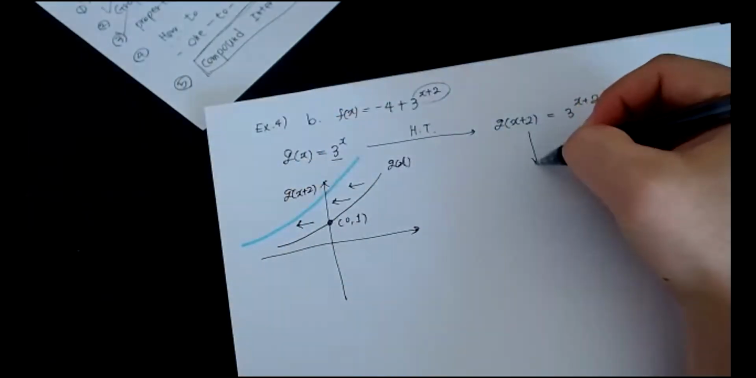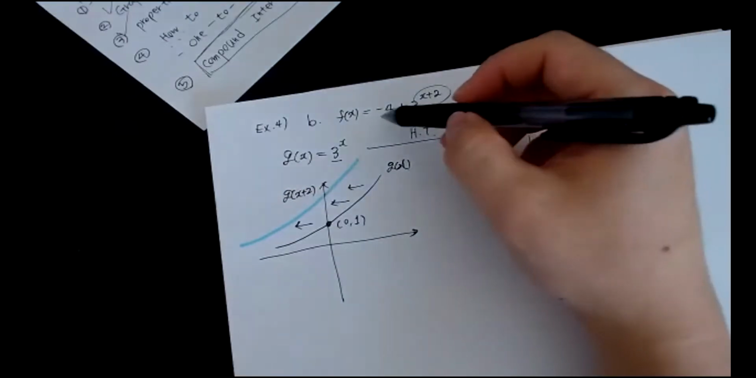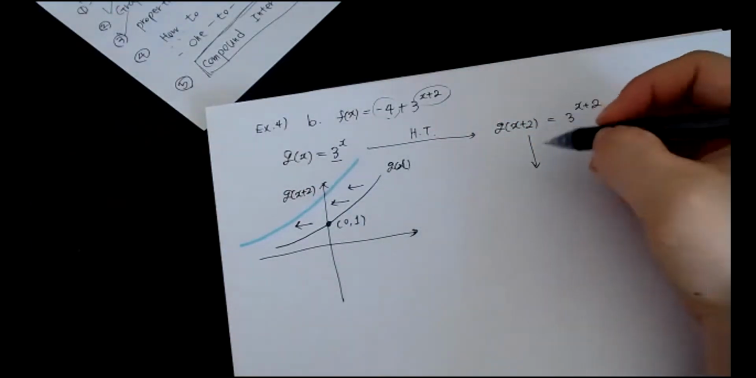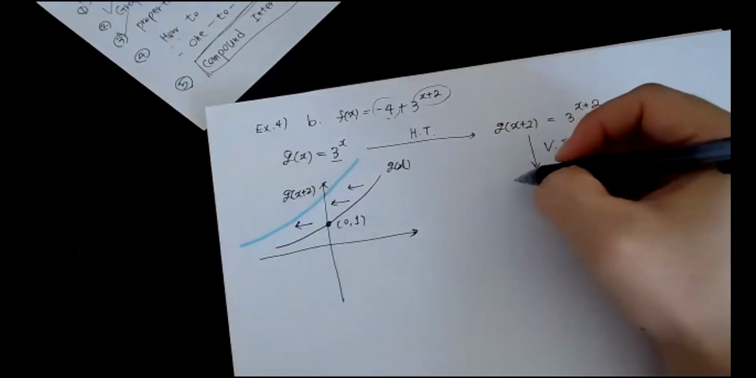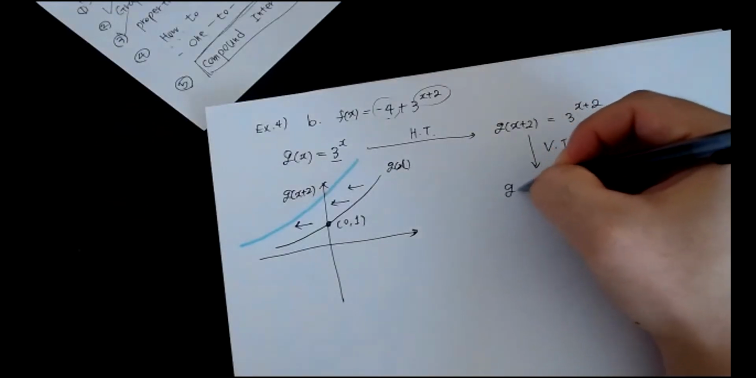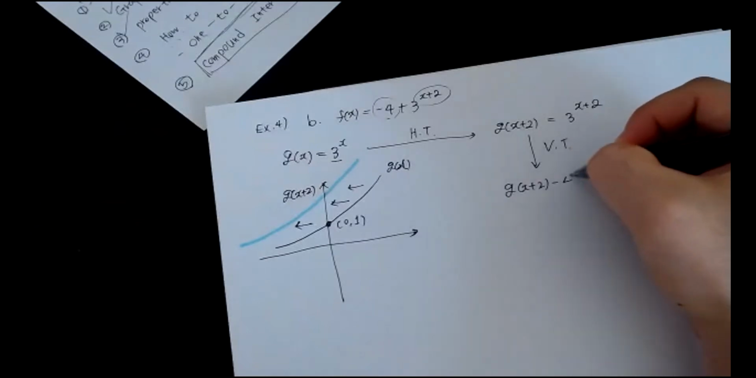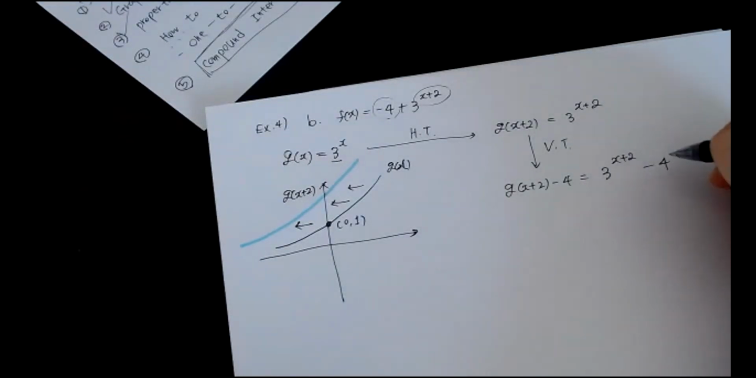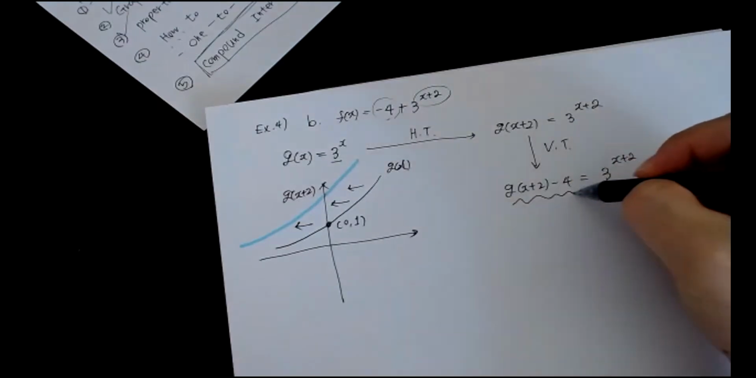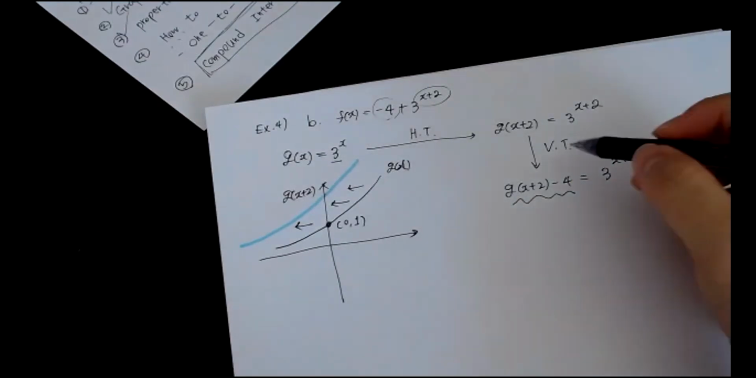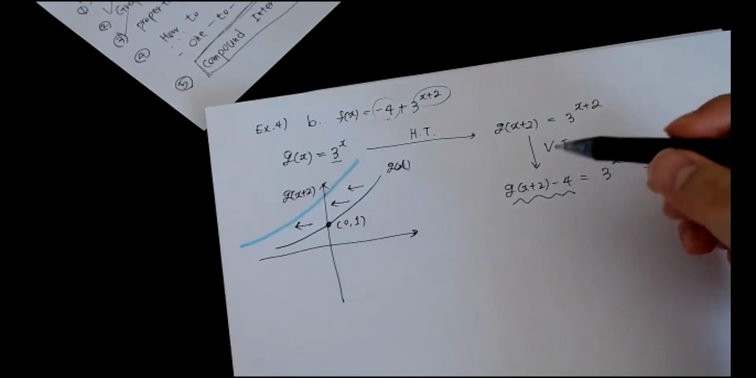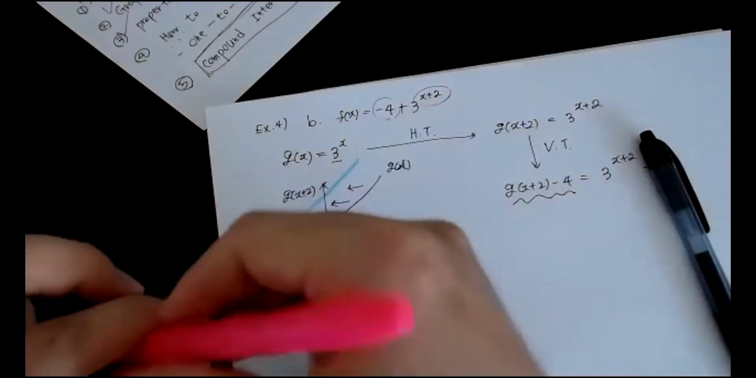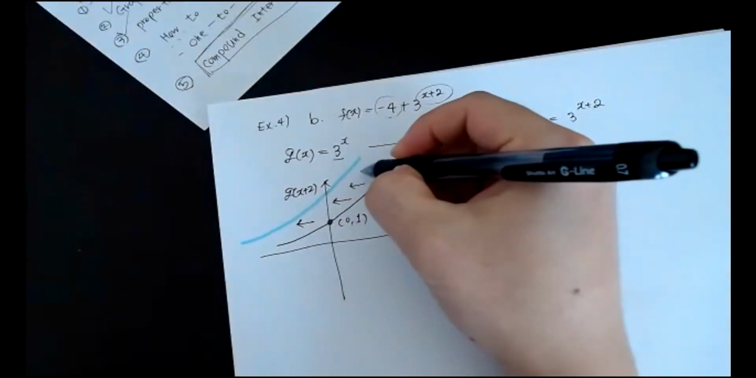And now we apply the negative 4. That's the vertical translation, right? So this is going to be g of x plus 2, minus 4, which is 3 to the x plus 2, minus 4. That's exactly the same as f of x, right? So in the graph, we take the graph of g of x plus 2 and shift it down.